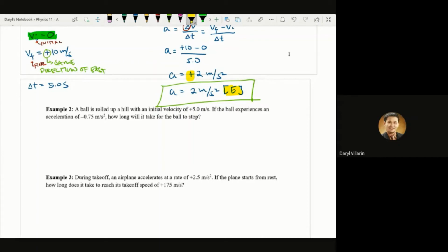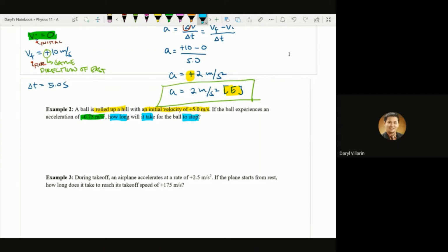So I'm just going to take note of the things that are given to me. It's rolled up a hill. Initial velocity is 5 meters per second. The acceleration is given as negative 0.75 meters per second squared. And the question is how long? How long will it take the ball to stop?